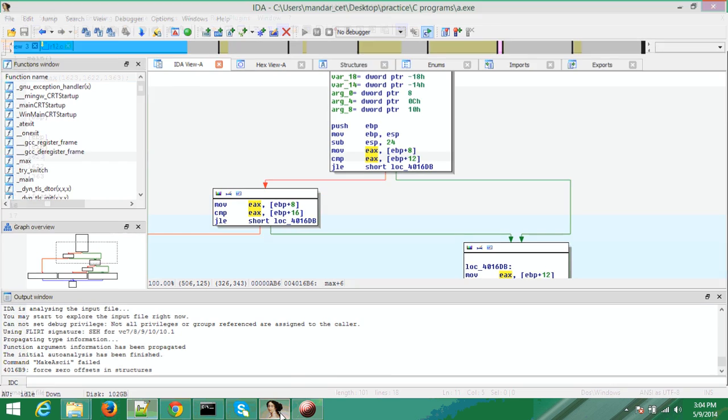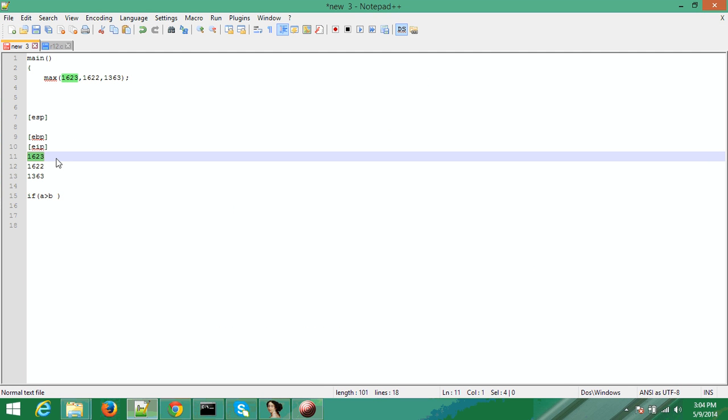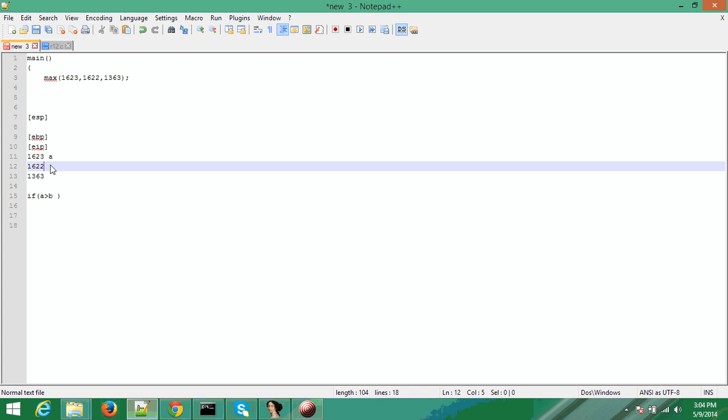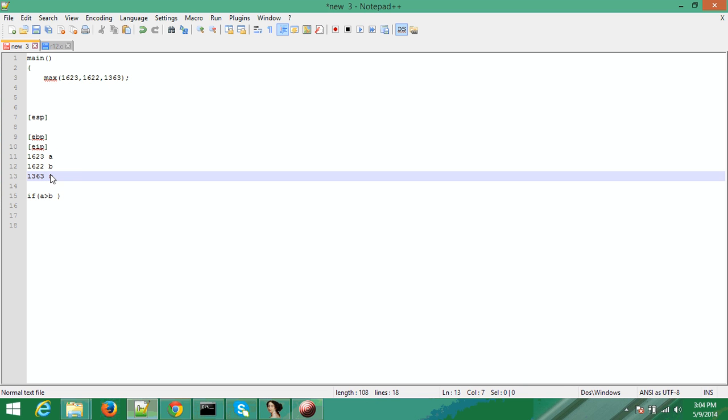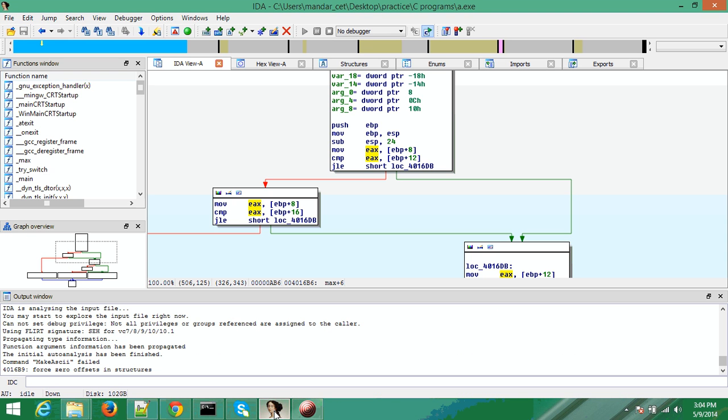EBP plus 8 is going to be this. Let's call it A, and let's call this value B, which is the way the arguments have been passed, and this value is C. So what it's trying to do is compare A with B, and then use a jump. You will always see that there's a compare statement and there will be a jump statement. The jump here says JLE, which means jump if less than or equal to. If it's JGE, it would mean jump if greater than or equal to. In this case, there's no register mentioned, so keep in mind that it's using the register from the earlier instruction. So the EAX register is the one that it's comparing.